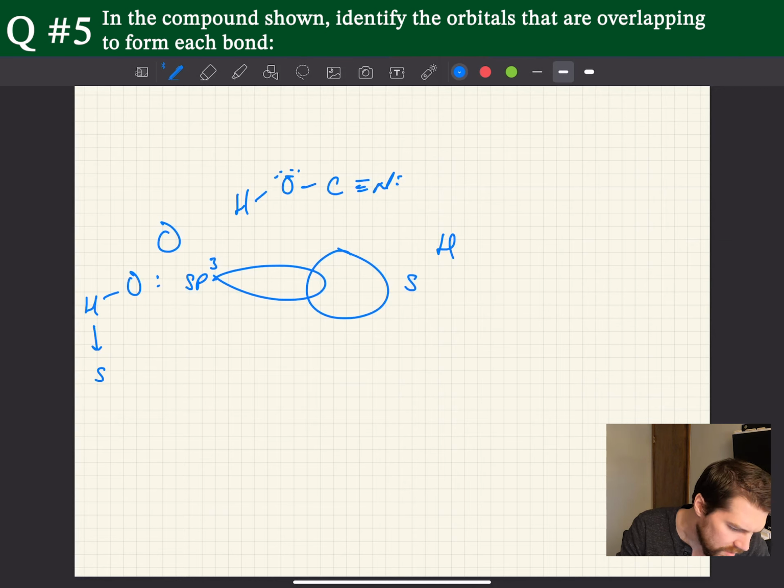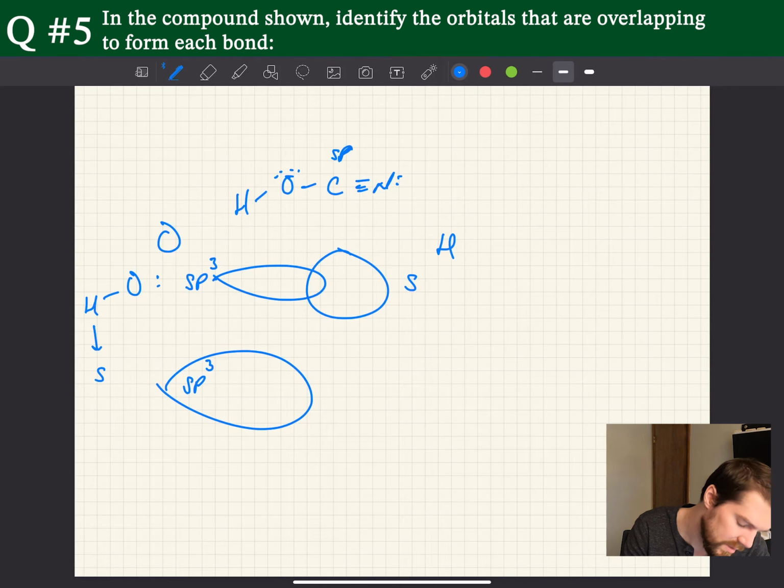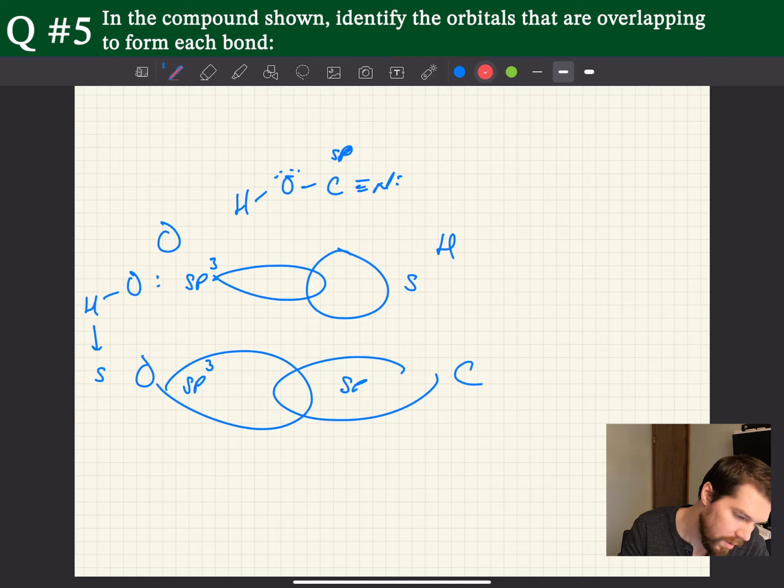Letter B, we're talking about the oxygen and the carbon. The oxygen's hybridization didn't change. It's still sp3. The carbon we know is sp. So this brings in information from the last question. So we have sp3 overlapping with sp for the oxygen and carbon.